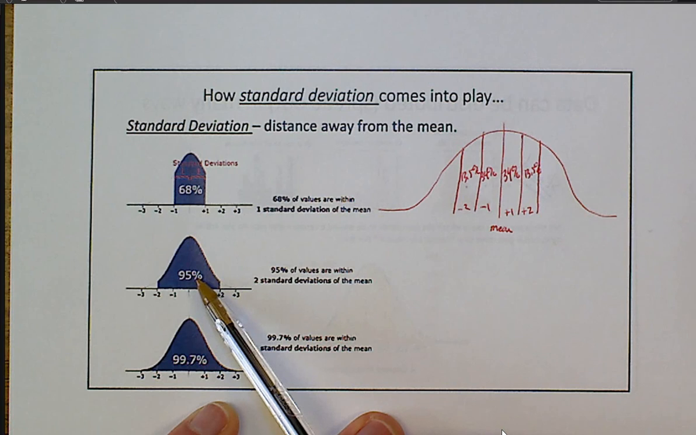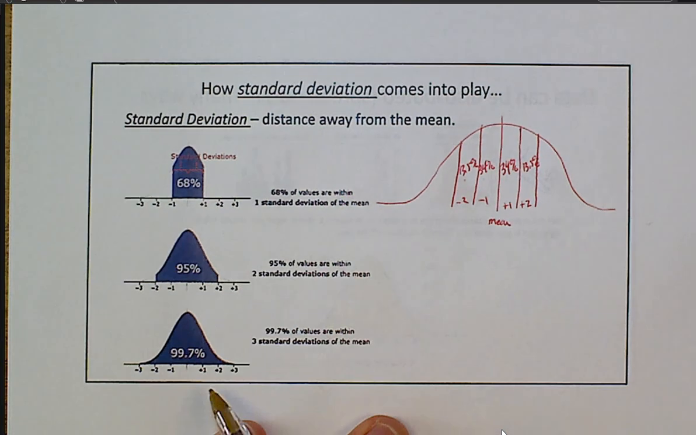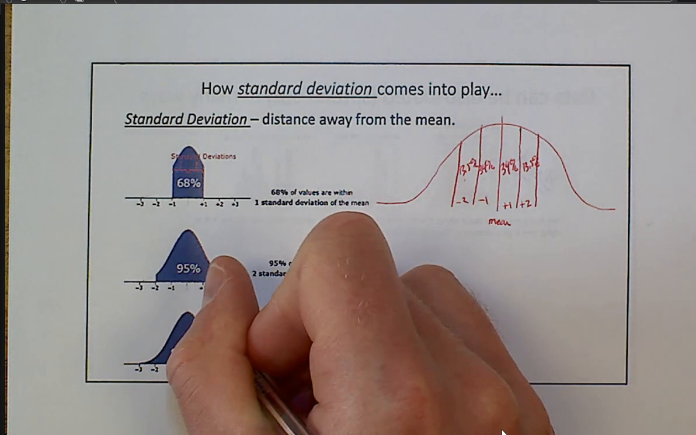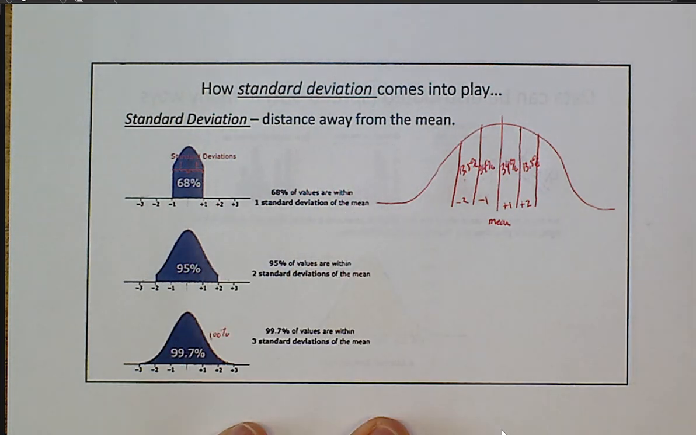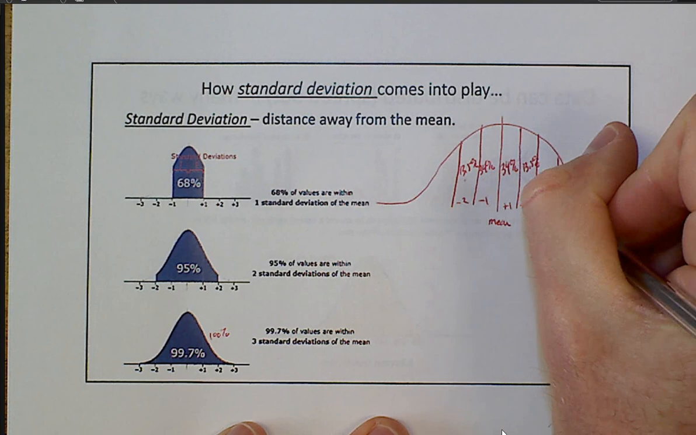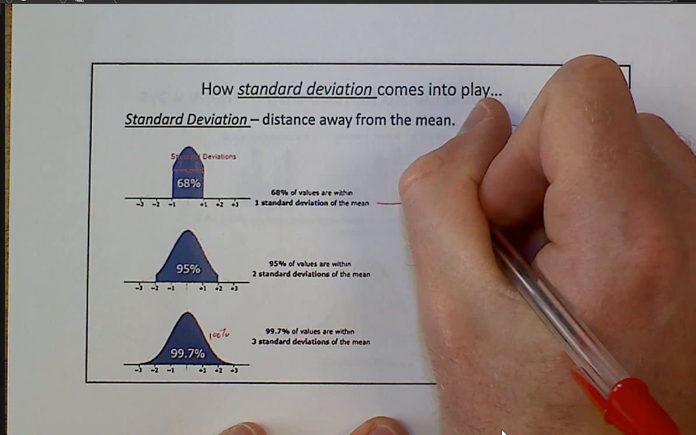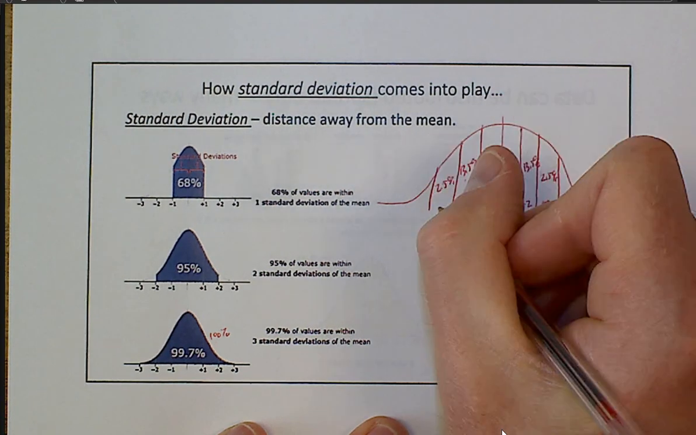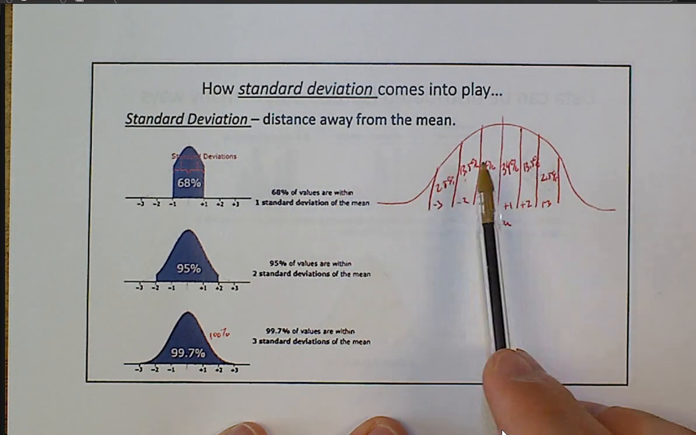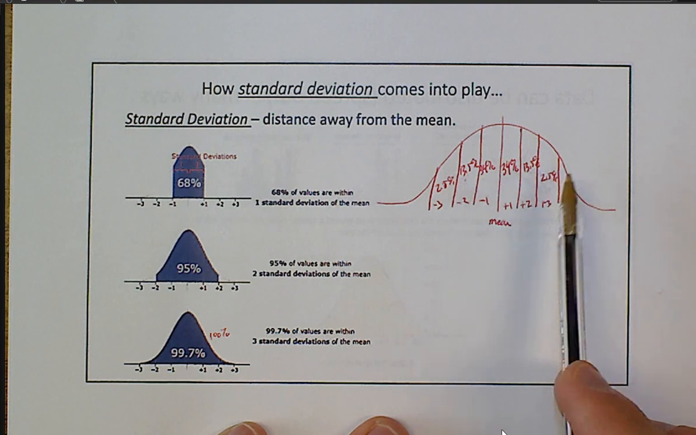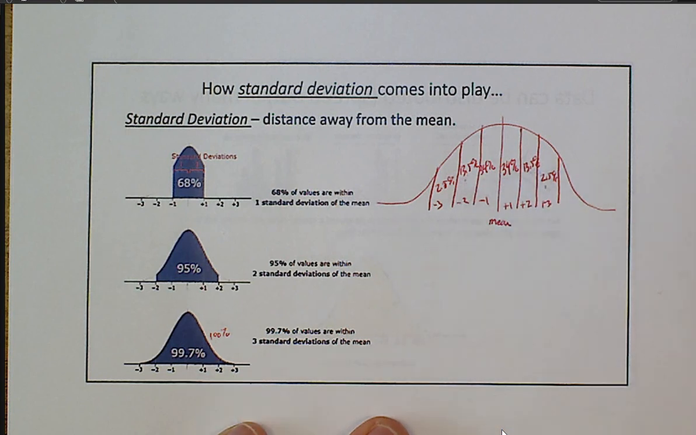Okay? And then the last one, it says 99.7, but we're just going to make it a nice, neat 100%. For what we're doing, we'll say 100% of the values fall within three standard deviations. That's not perfect, but +3 would be 2.5%, and then 2.5% here at -3. If you add 2.5 plus 13.5, 34, 34, 13.5, 2.5, you will get 100%. Okay? So that's how standard deviation is applied to the normal curve.